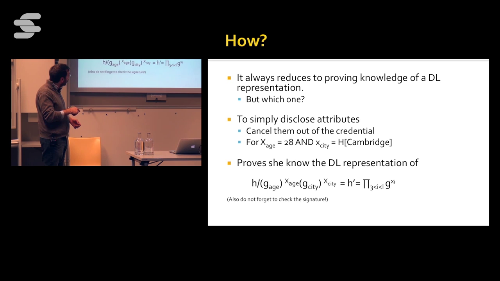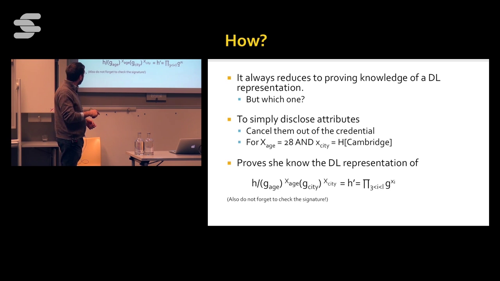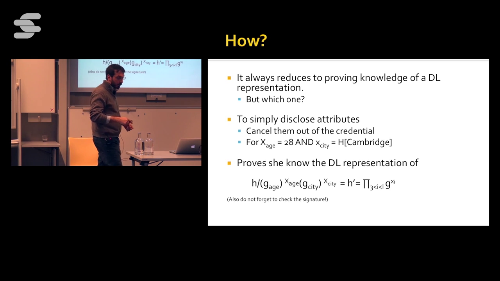So now I'm left with another H prime that just has all the other attributes that I'm not revealing to you. Okay, let's say this was attribute 1 and 2, so I have from 3 all the way up to L, that is still GI to the XI. I should put the I here to avoid any misconceptions. Okay, and of course check the signature.